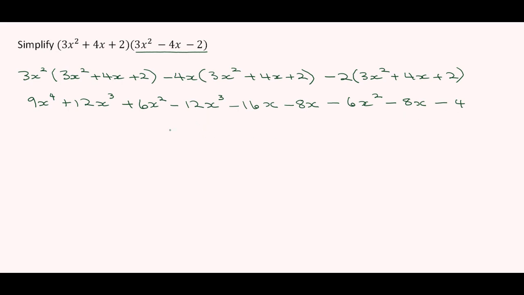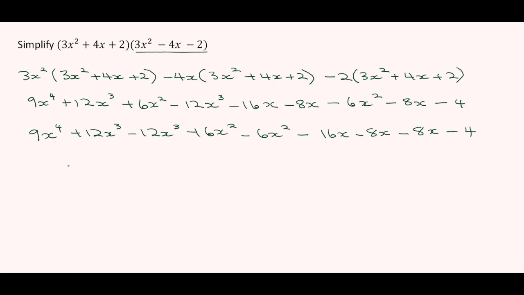Okay, let's go ahead and simplify. So we need to first group common terms together. So we have 9x to the 4th power plus 12x to the 3rd power minus 12x to the 3rd power plus 6x squared minus 6x squared minus 16x minus 8x minus 8x minus 4. So now let's go ahead and simplify.